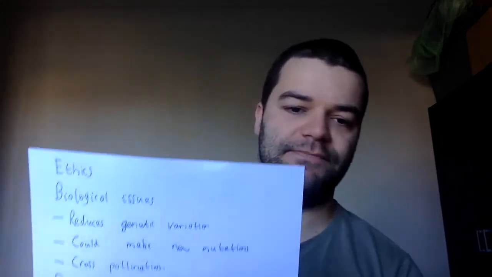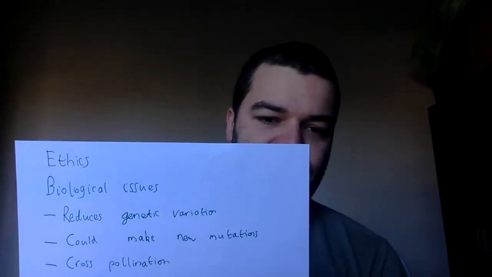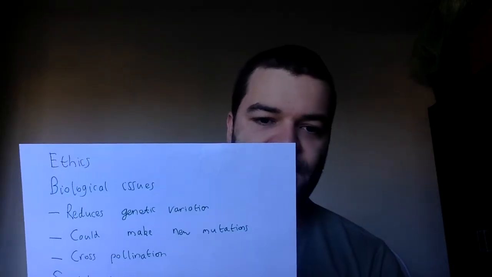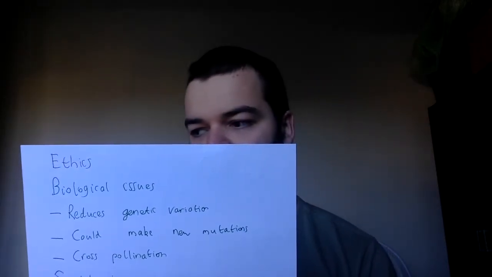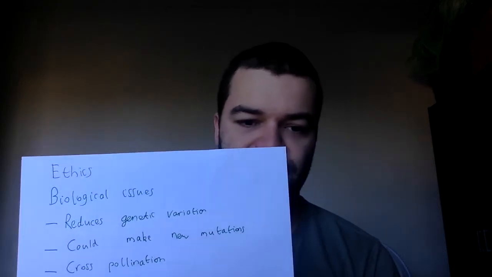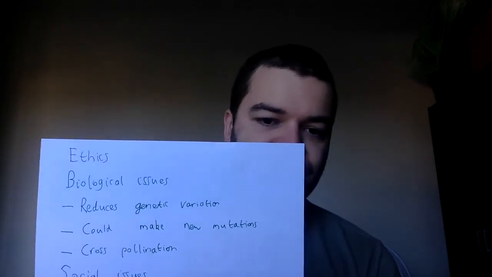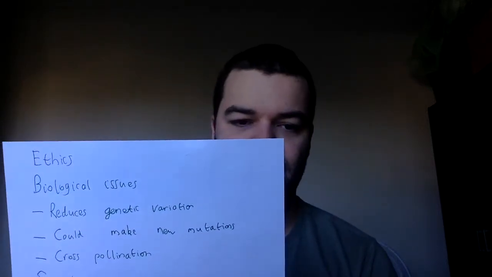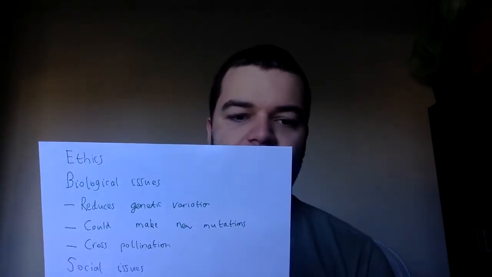So talking about the ethics of GMOs, which is quite important, there are a few biological issues that they raise. So, for example, they reduce genetic variation. Obviously, a lot of the time when we're genetically modifying, we're removing genes, which is reducing variation. It could cause new mutations to happen. When we interfere with DNA, that can make new mutations more likely. And there's the risk of cross-pollination. Obviously, we grow these genetically modified crops in farmland fields for the most part.